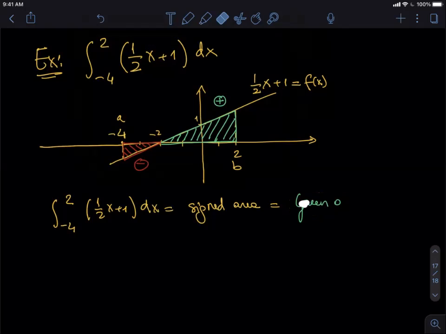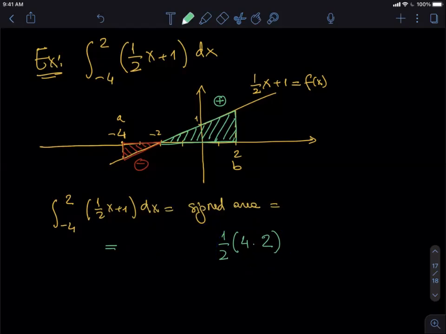Let's just go ahead and do the computation. The green triangle has a base that is 4 units long, and it has a height that is equal to 2, because when I plug in x equal 2, I get 1 plus 1 makes 2. So 4 times 2, and then I have to take half of that because it's a triangle. So that goes with a plus.